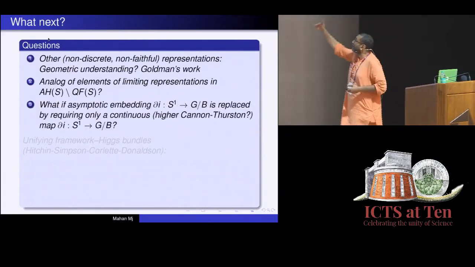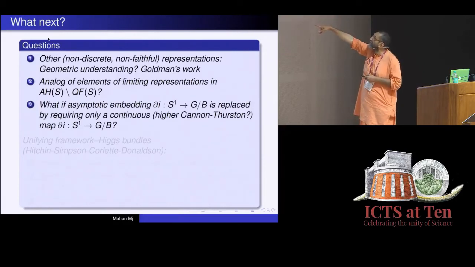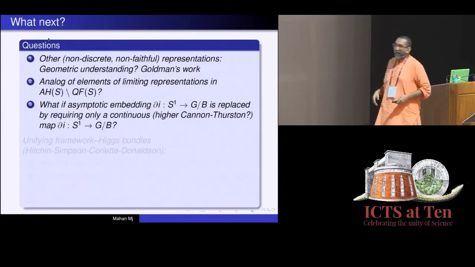What if we relax, motivated by the existence of Cannon-Thurston maps for arbitrary surface groups, the continuous embedding of the circle to G mod B? If we just require a continuous map, maybe call it a higher Cannon-Thurston map, from the circle to G mod B, what do we get? So all these questions are wide open.